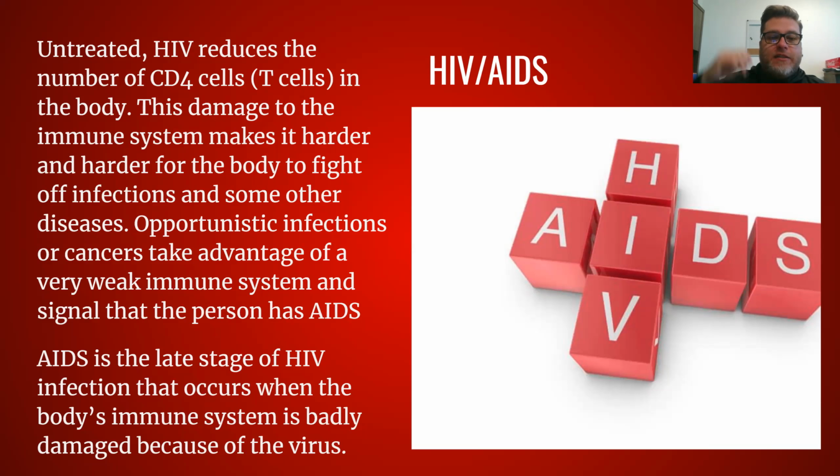AIDS is the late stage of HIV. And we see people living with HIV. We see Magic Johnson, we see Charlie Sheen. More people are living with HIV and it's not converting into AIDS. Like I said, Magic Johnson was diagnosed with HIV in like 1990, 91, something like that. So we're going on 30 years, and he has not progressed into AIDS.